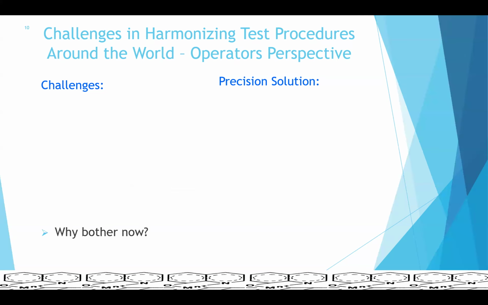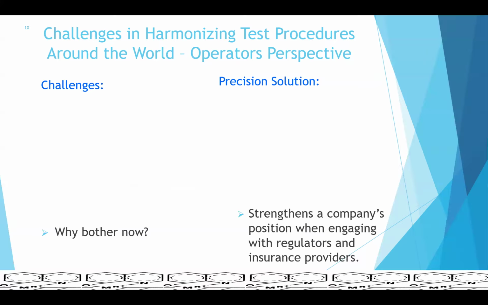Some of the operators, when you talk to them about this JIP or the precision, the question is, why bother now? We have been living like this for the last 75 years. Why bother now? Well, it helps to strengthen the company's position, especially when engaging regulators and insurance providers.